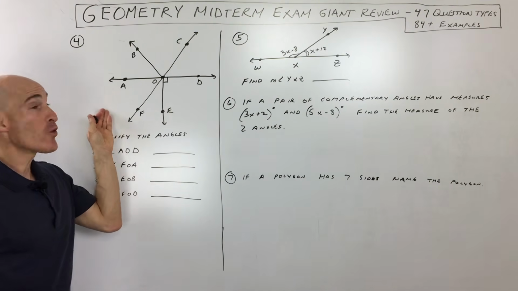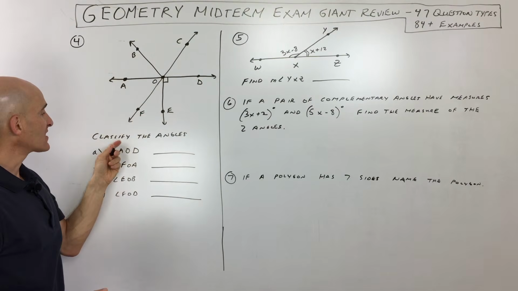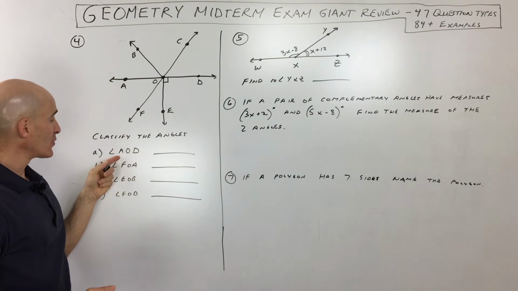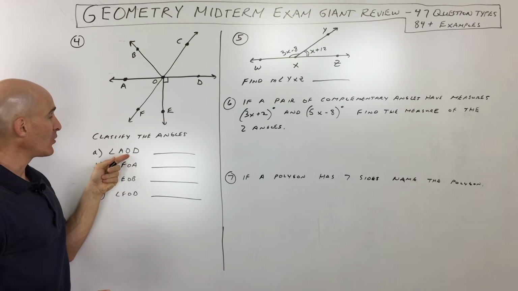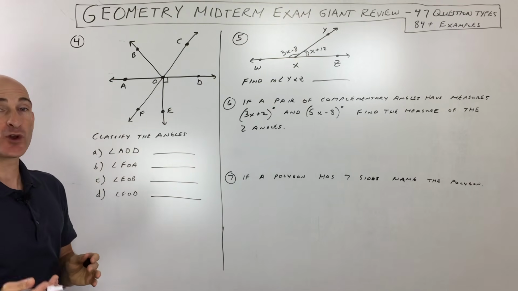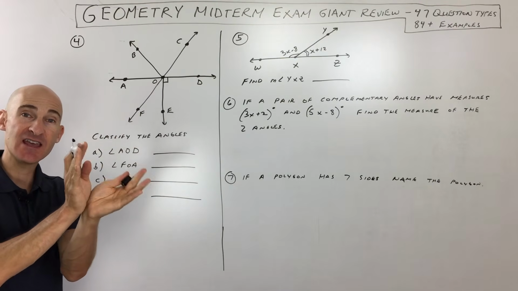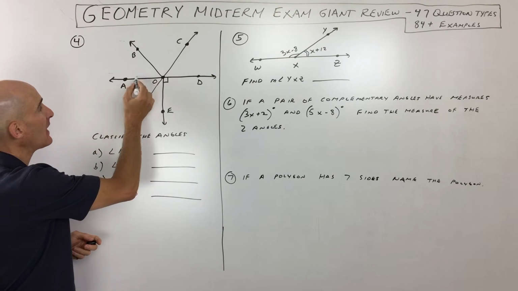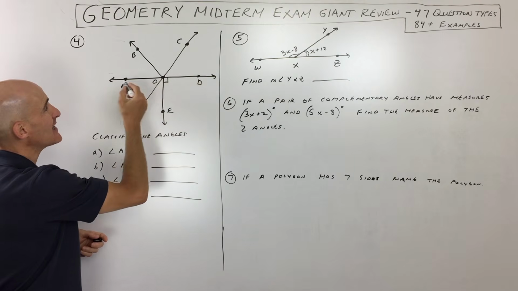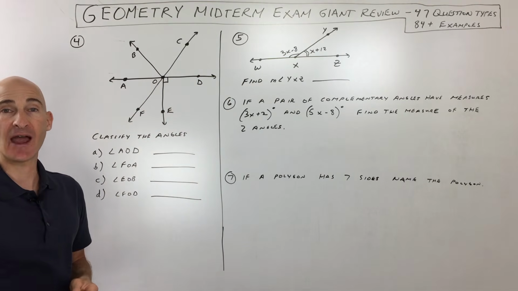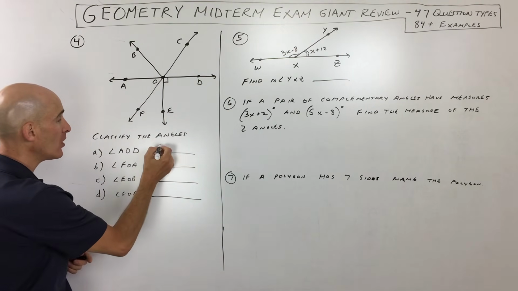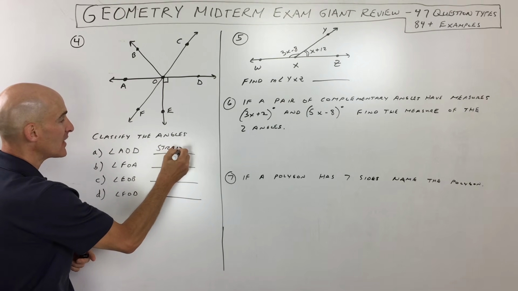Okay, question number 4, they give us this diagram here and it says classify the angles. So the first one says classify angle AOD. Now remember, when you write an angle, the middle letter is the vertex. That's the hinge of the angle. So we've got angle AOD. Now notice how this is forming a straight line. This is actually called a straight angle. So I'm just going to write straight.